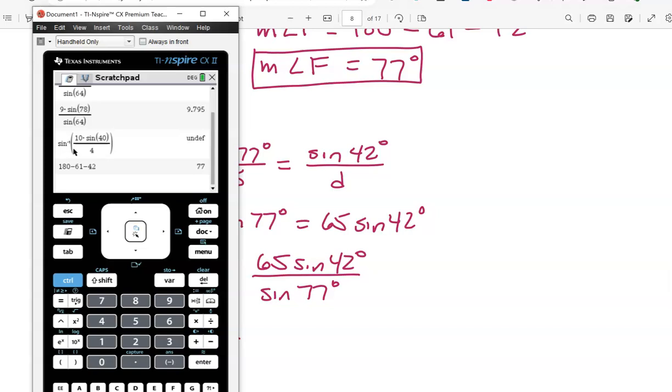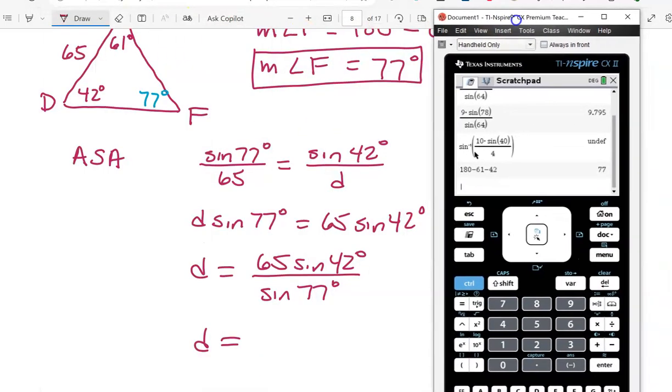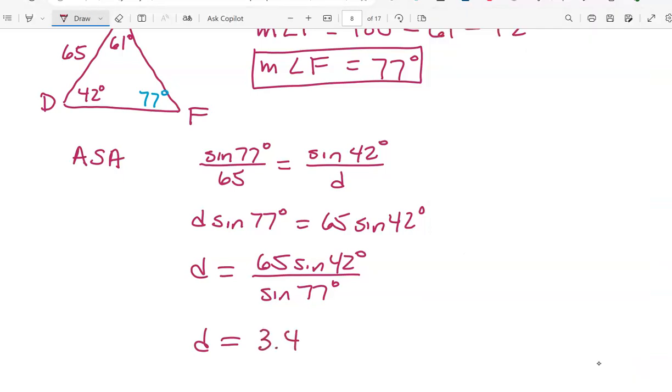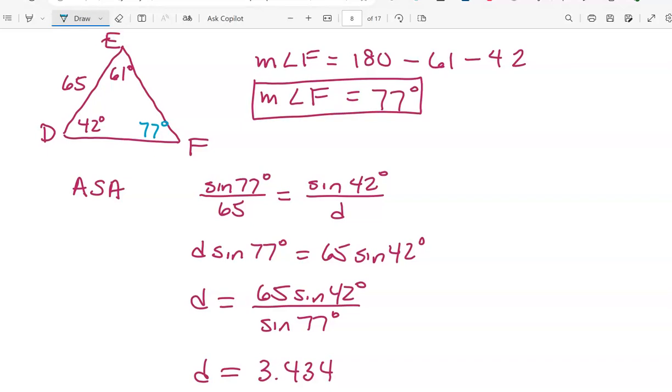Now, let's just get our 3 decimal place approximation of that value. By the way, if you don't like your messy calculator, menu 15 will clear it. And so now I'm just going to start with a new fraction here, 65 times the sine of 42 degrees divided by the sine of 77 degrees. And that'll give us 3.434. I'm going to go ahead and write that one in on my diagram.